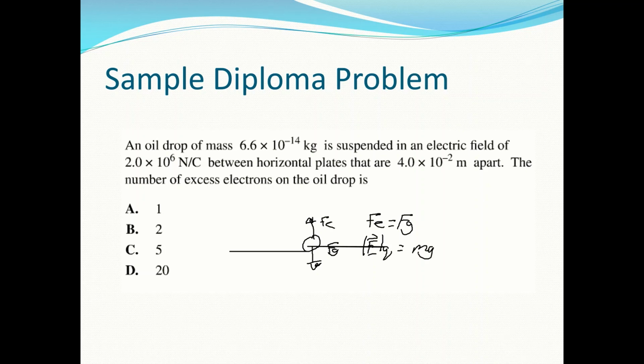So Eq is equal to mg, so I'll move my electric field down below, and we can figure it out. My mass is 6.6 times 10 to the negative 14 kilograms. g is 9.81 meters per second squared. And then my electric field, 2 times 10 to the 6 newtons per coulomb. So let's calculate that.